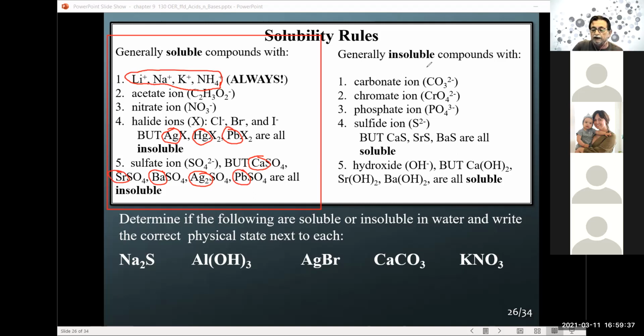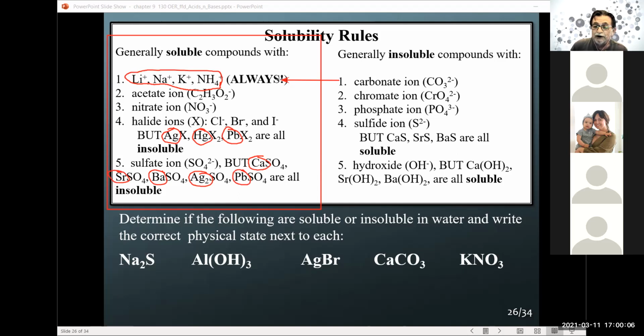The insoluble side is a little bit more interesting, I think. Number 1, or it could be number 6, depending on the table. The chromate, CrO4 2-. No matter who they are bonded with, the cation, they are insoluble except with the big 4. Okay, you see how that works?